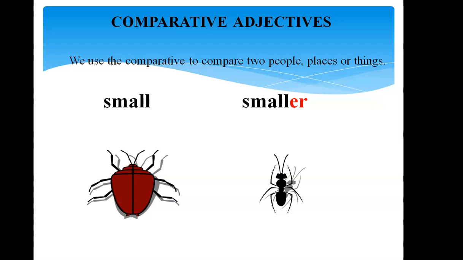For example, the first one, the small one, and the smaller than the first one is the second one. So you can see from the picture.